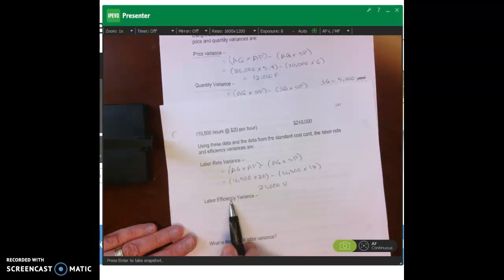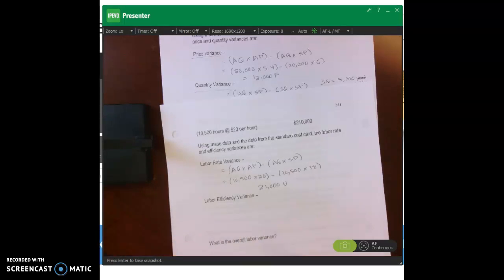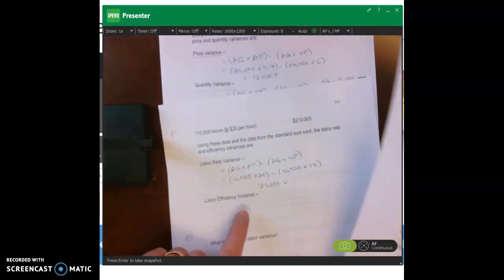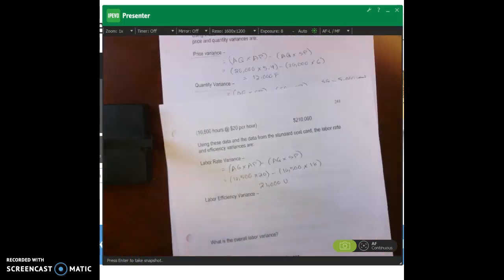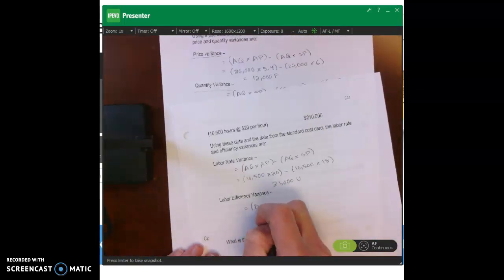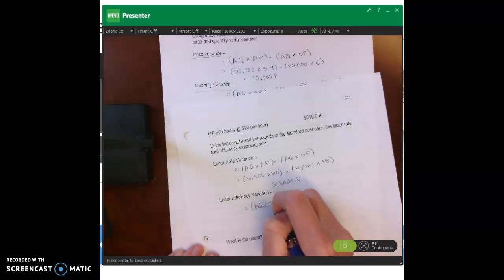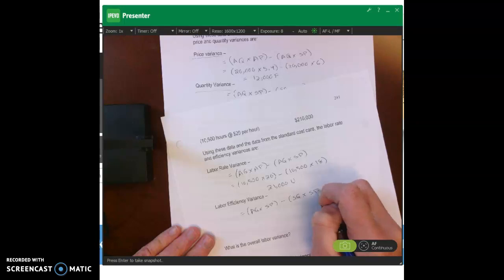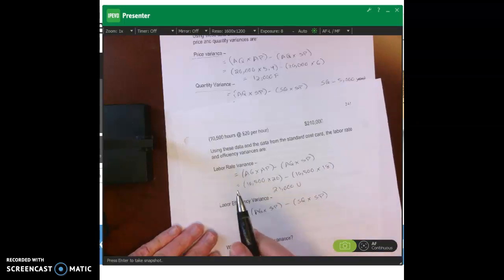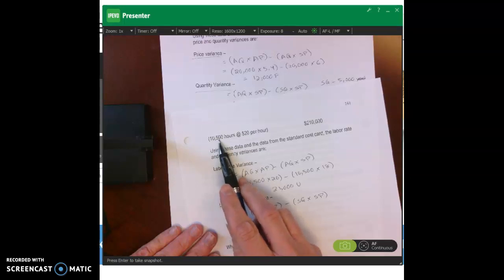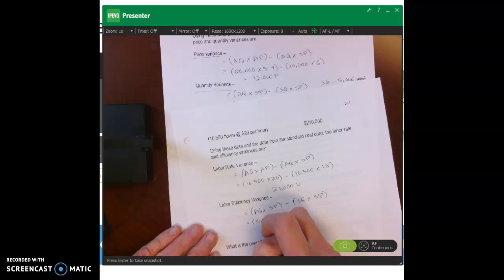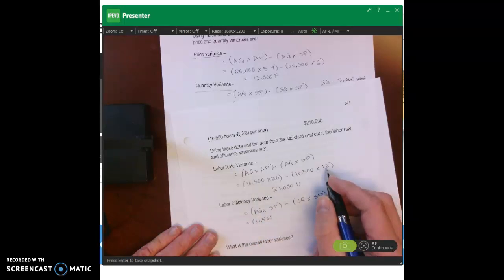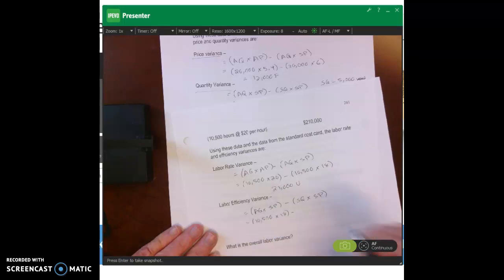The next one I can look at is my labor efficiency variance. To solve this one, I use my quantity variance formula. With the labor rate variance, I use my price variance; with this one, I use my quantity variance. So we have our AQ times our SP minus our SQ times our SP. Here we're talking about how many hours were used, which is the same as the amount we paid for, 10,500 hours. We know from our standard cost card that we should be paying $18 an hour.